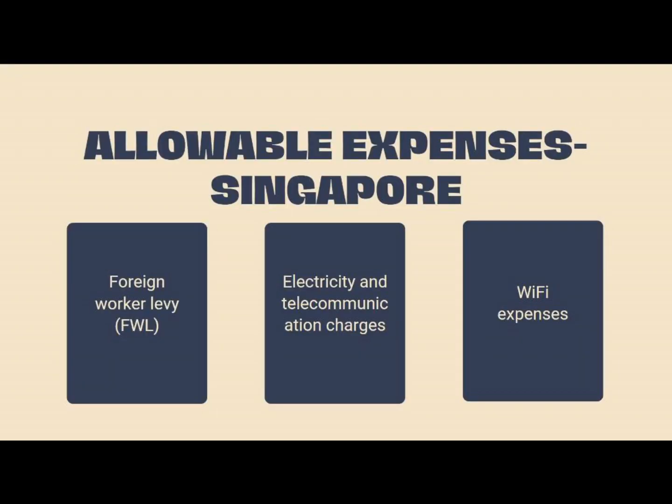Besides that, Singapore also has allowable expenses. Foreign worker levies will be the first to introduce. Employers who hire foreign employees with work permits have to pay monthly levies based on their qualification, sector, and foreign to resident worker ratio. Employees on an employment pass earning Singapore $3,000 or more monthly are exempted from the levy. Next, work from home expenses such as electricity, telecommunication charges, and Wi-Fi expenses also can be deducted under the employment tax.